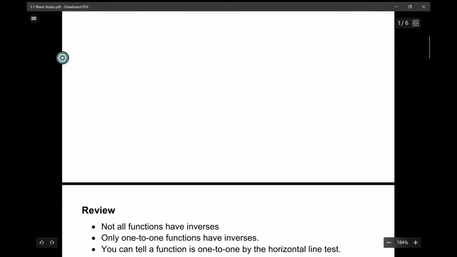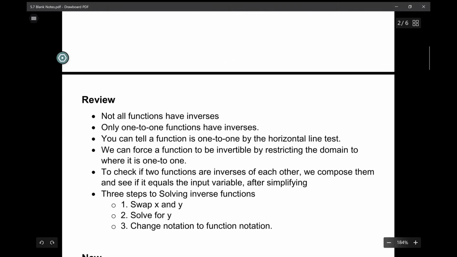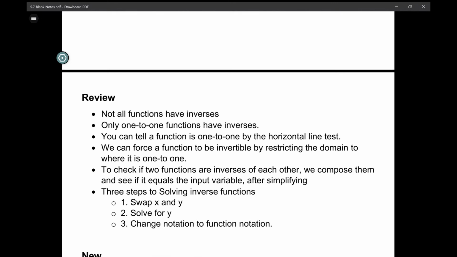All right, well, let's recap some stuff we know about inverse functions. Number one, not all functions have inverses, right? Only one-to-one functions have inverses, and we can tell a function is one-to-one if it passes the horizontal line test. Now remember, the vertical line test was to test to see if it was a function or not, but for it to be a one-to-one function, remember it had to pass the horizontal line test. We can force a function to be invertible by restricting its domain to a domain on which it is one-to-one.